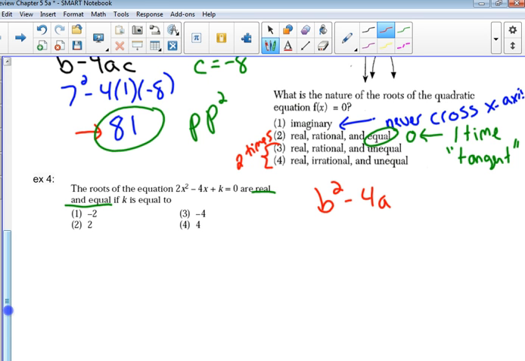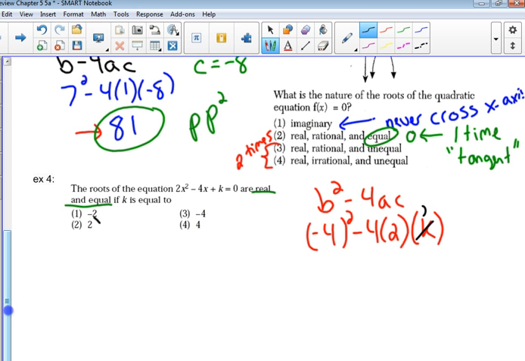Yeah. Okay. So you took -4 squared minus 4 times 2 times k, right? Yeah. And you just started plugging in all your multiple choice? Yeah. Well, what happened when you put 2 in here? What did you get? I got 0. Yeah, 0, good. And what's your keyword up there? Equal. Yep.